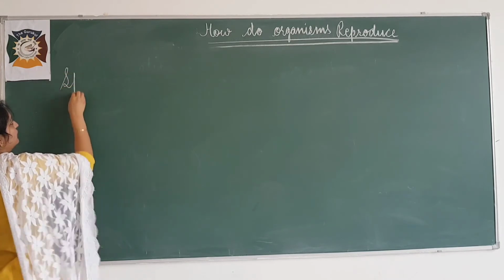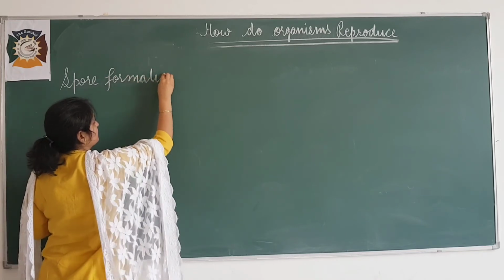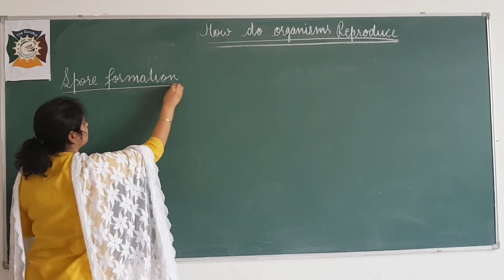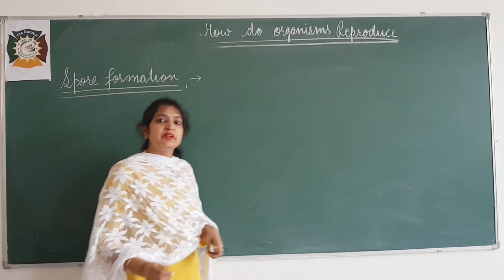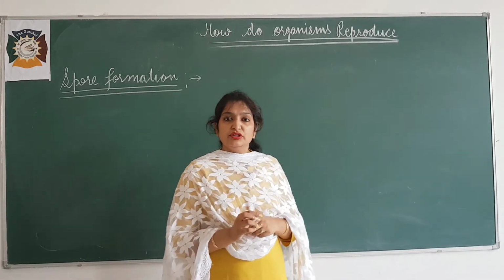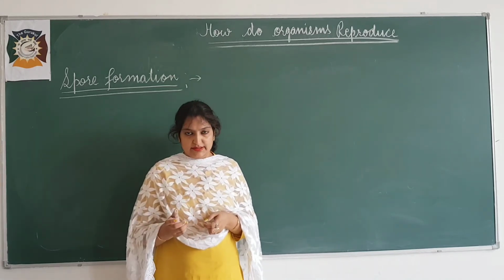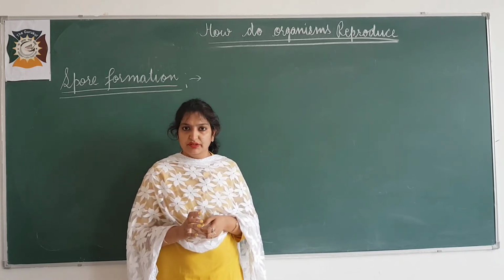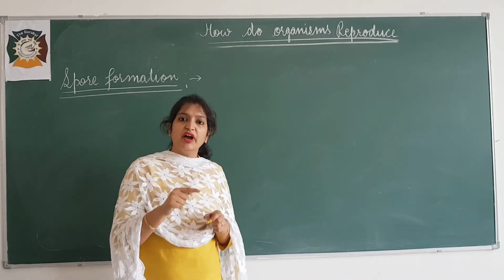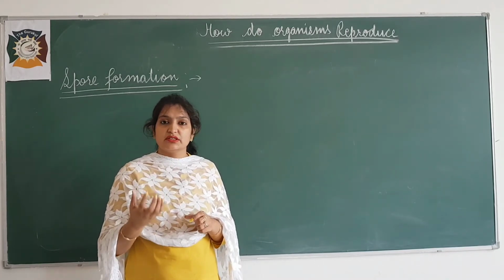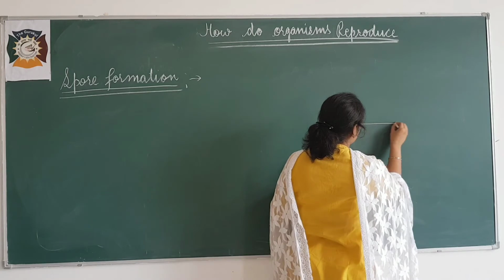Next one is spore formation. Spore formation takes place in rhizopus, in bread mold. You see that moist bread, white colored threads arise. That is known as hyphae. Hyphae is not a reproductive organ, but at the tip of hyphae, a blob-like, spherical structure is present, that is known as sporangia. Like this, I tell you about.